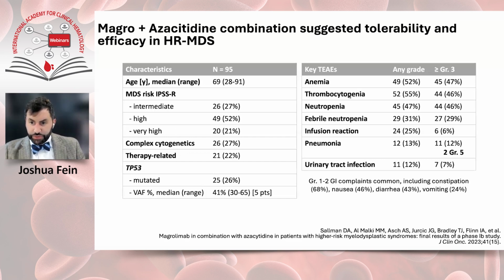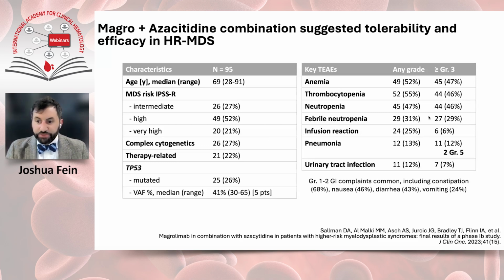And I'll point first to the safety profile, which actually starts to show where we may be headed with this drug. Anemia, grade 3, 47%, thrombocytopenia, 46%, neutropenia, 46%. This is an MDS population. Yes, these are significant, but certainly not out of the realm of what's seen in this population with very severe, very serious disease characteristics.